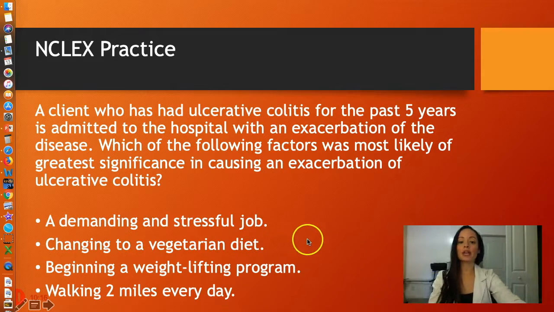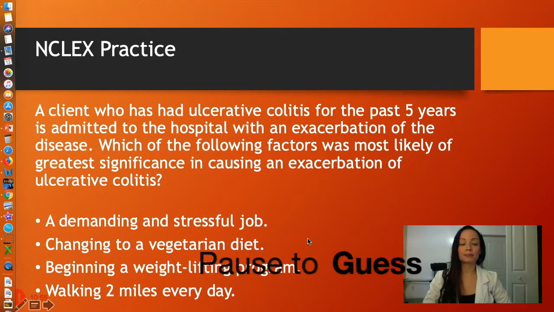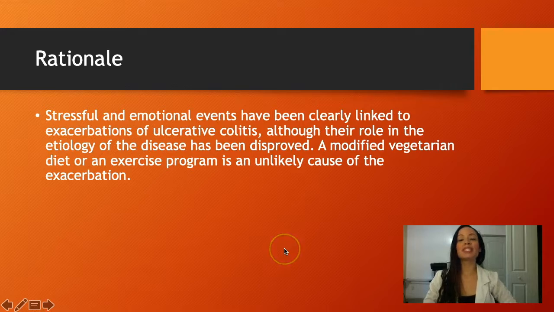Let's put it all together. A client who has had ulcerative colitis for the past 5 years is admitted to the hospital with an exacerbation of the disease. Which of the following factors was most likely of greatest significance in causing an exacerbation of UC? Is it a demanding and stressful job, changing to a vegetarian diet, beginning a weightlifting program, or walking 2 miles every day? And the answer is going to be stress.